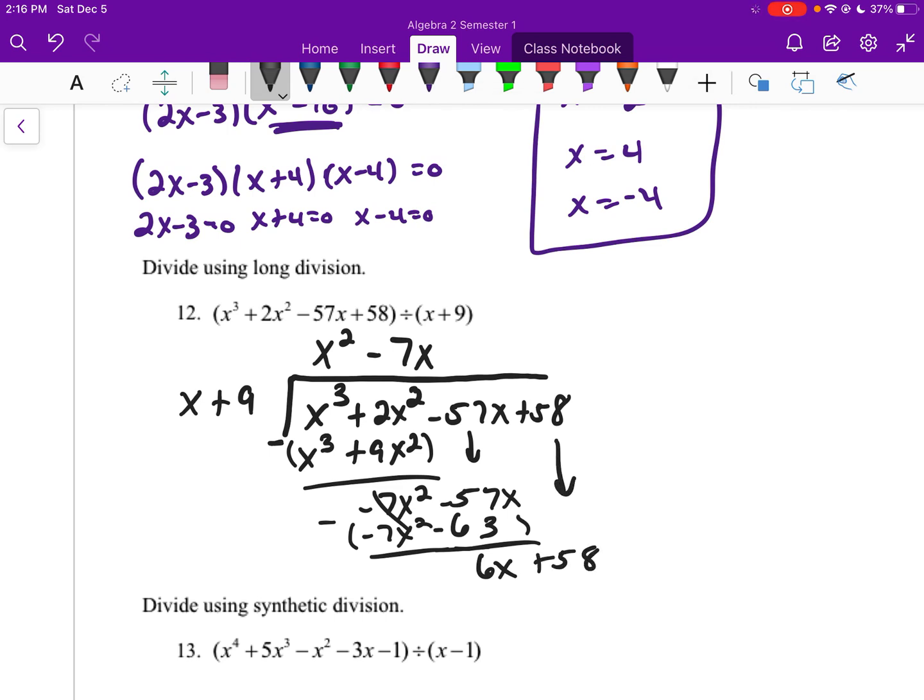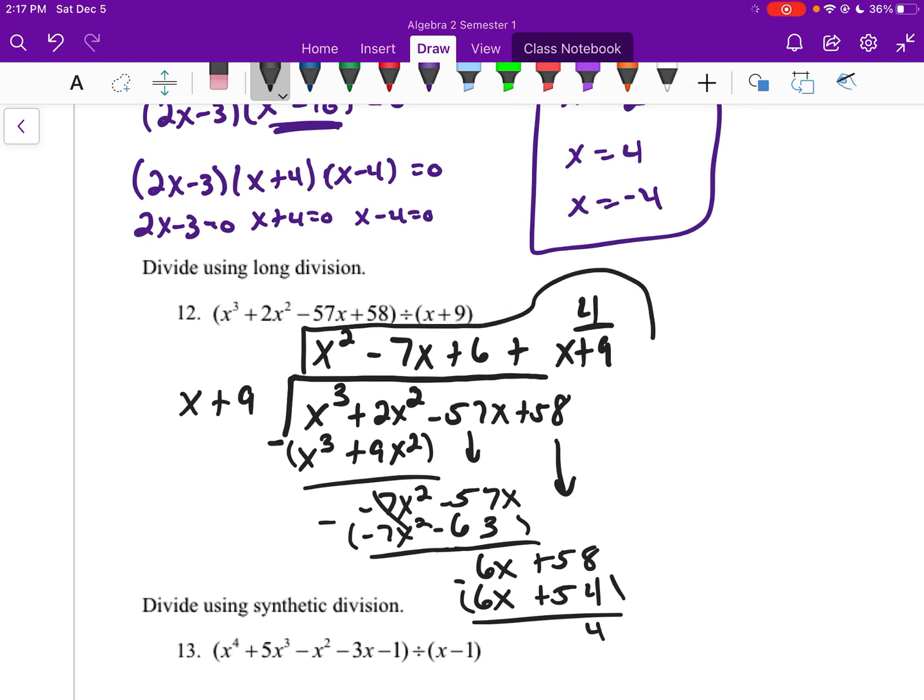Bringing down that next term. X times what is going to give me 6x? That's going to be 6. When I multiply, 6 times 9 is 54. Subtracting now, we get 4. X times anything won't get you just 4, so that is your remainder. And remember, when you write your remainder, it's positive, so plus 4 over the divisor, which is x plus 9.